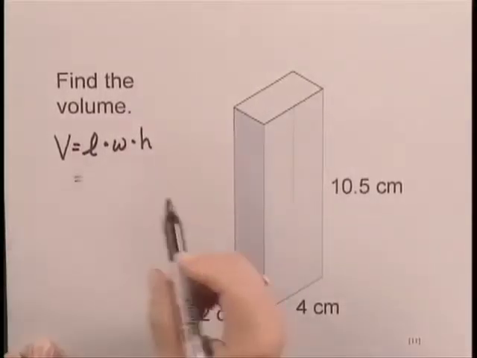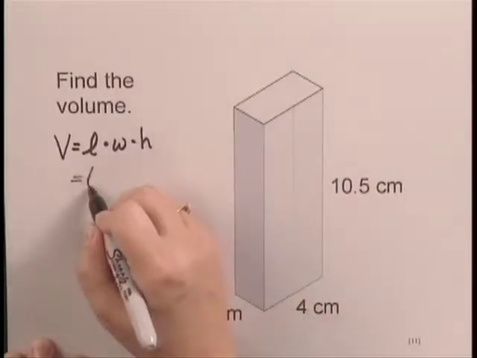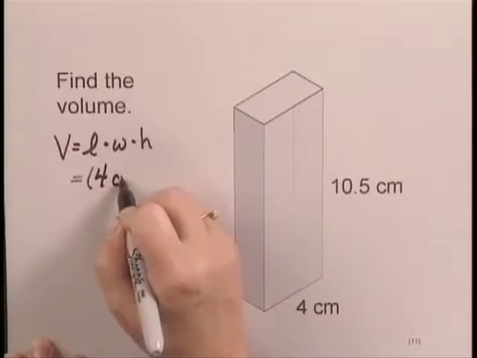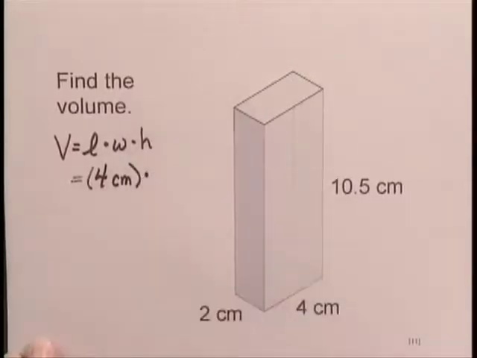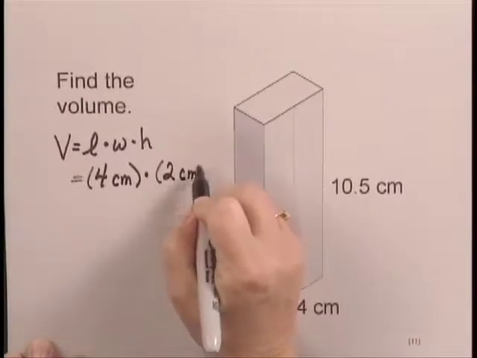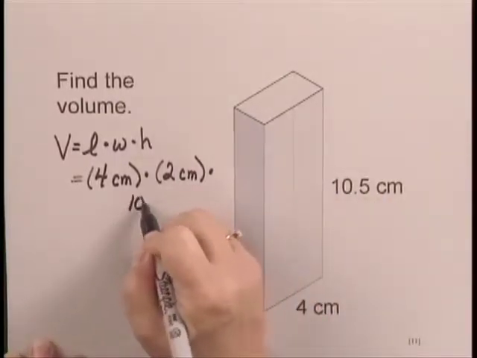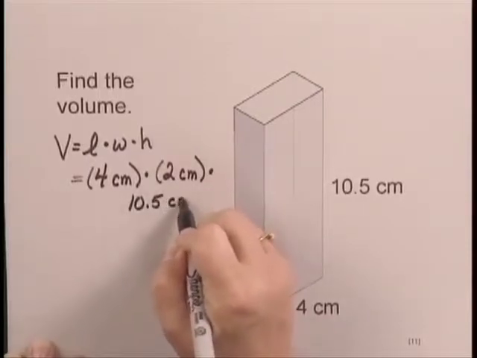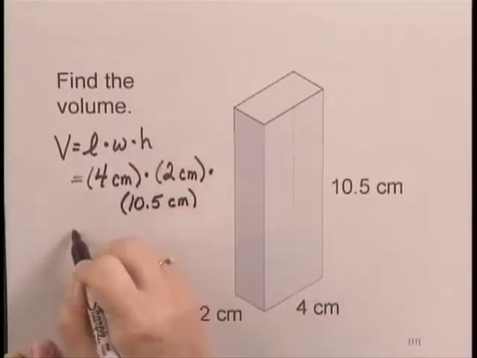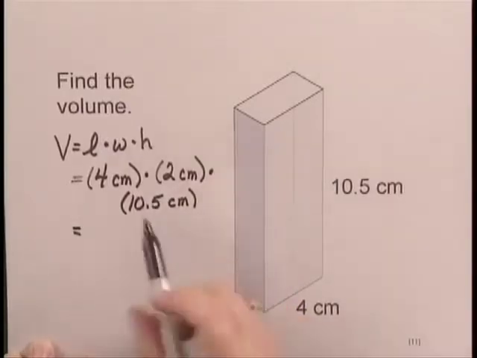Substituting the values labeled on this figure, the length of the base is 4 centimeters times the width, 2 centimeters, times the height, which is 10.5 centimeters. And now we can multiply 4 times 2 times 10.5.